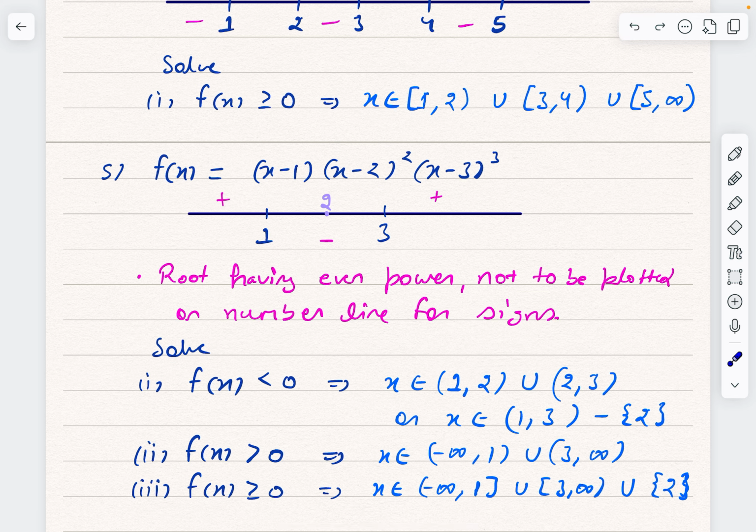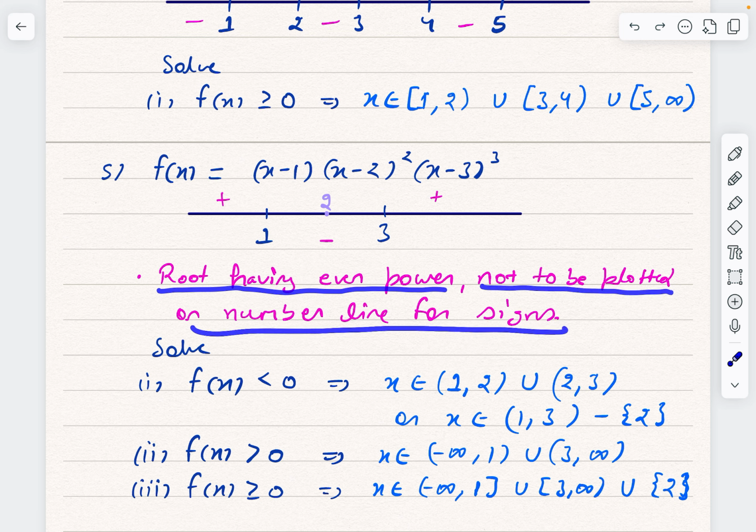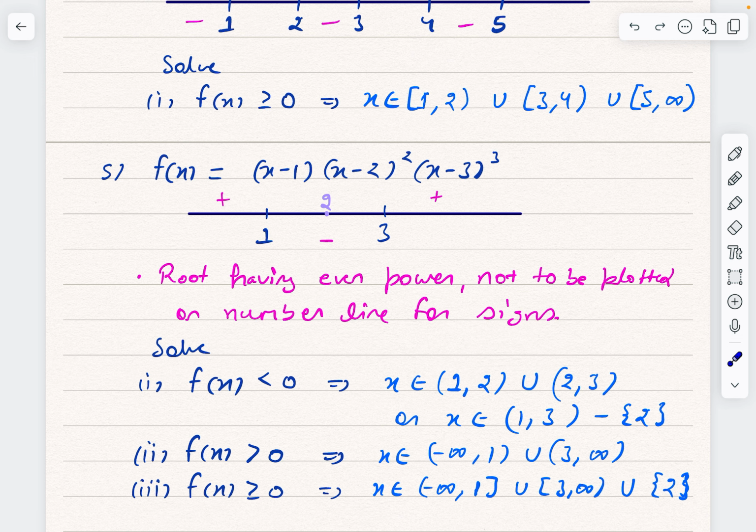See, f of x equals x minus 1, x minus 2 whole square, x minus 3 whole cube. Now, what do we do here? Keep one thing in your mind. The roots here are 1, 2, 3 only. But the roots are raised to some power now. It's x minus 1 to the power 1, but x minus 2 to the power 2, x minus 3 to the power 3. What rule do you have to remember here? The root having an even power is not to be plotted on the number line for signs.